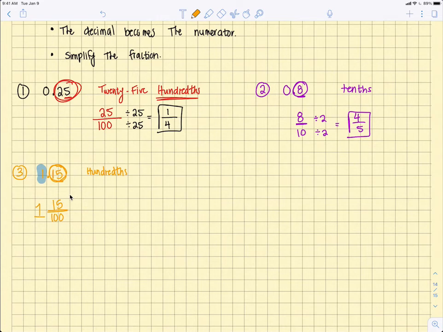However, you can't forget to do our last step, the division process, or the simplification process. Let's try to simplify 15 over 100. I know that 5 goes into both of those numbers. 15 divided by 5 is 3, and 100 divided by 5 is 20. Can I simplify any more? Is there a number that goes into 3 and 20 besides 1? Nope, I think we're done. And then don't forget about the whole number. And this is our final answer.